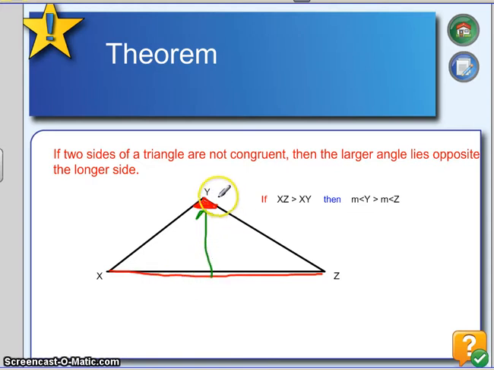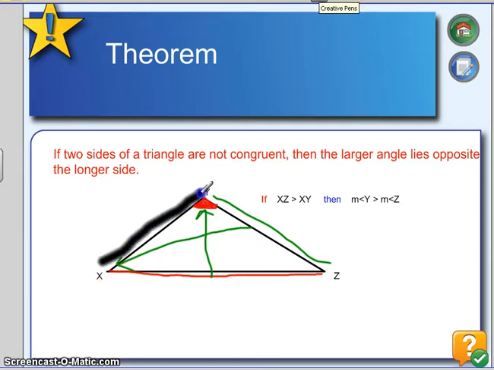And they go in order. So this would be the second longest side. So the next biggest angle would be X. So the smallest side would be this one here. So the smallest angle would be Z. Okay, it works the other way too. If this is the smallest angle, then opposite of that is going to be the smallest side. If this is the angle in the middle, then the medium length side would be opposite of it. If this is the largest angle, opposite of it is going to be the longest side.